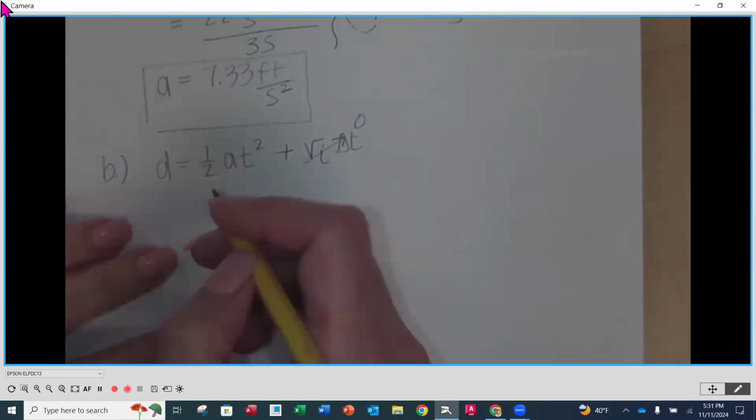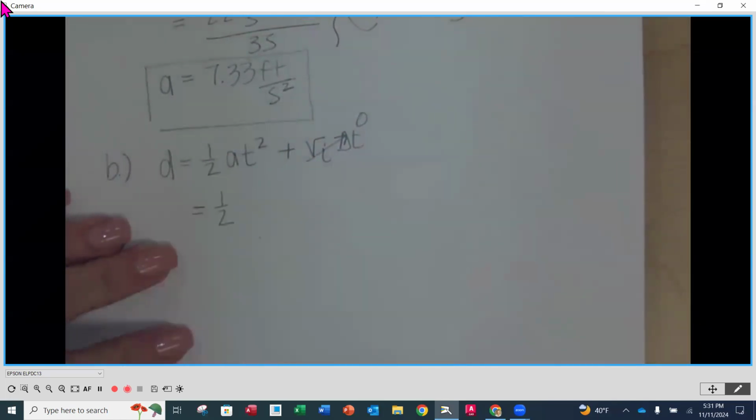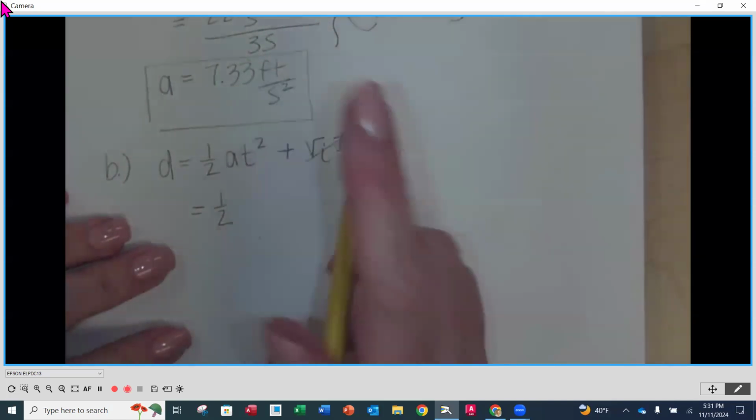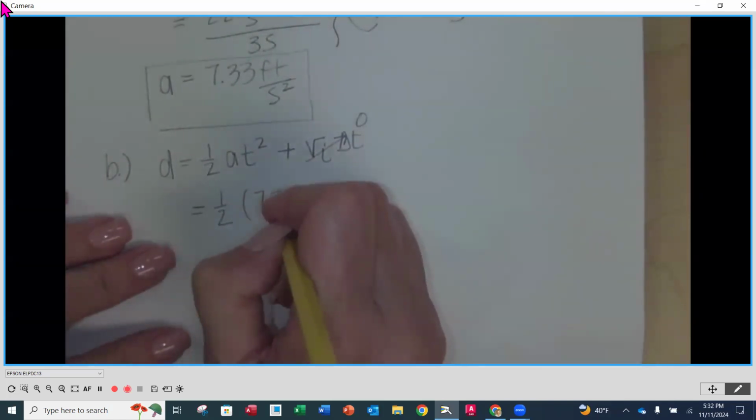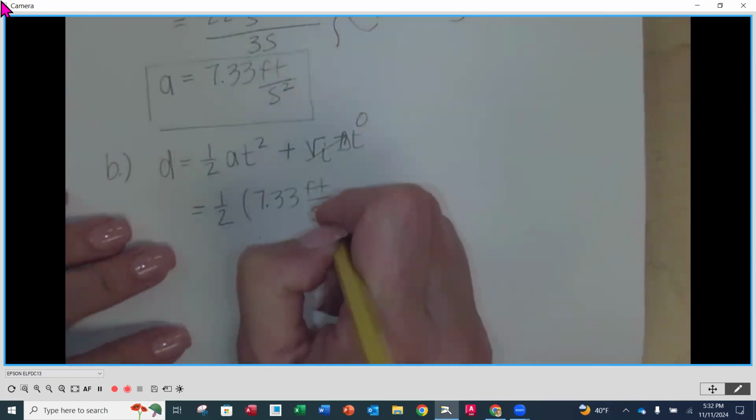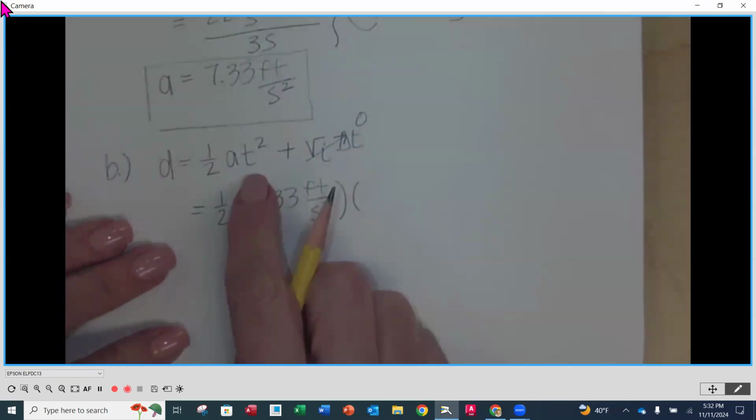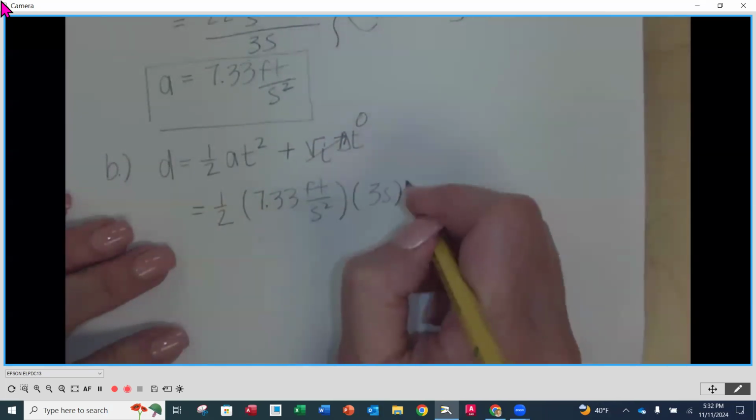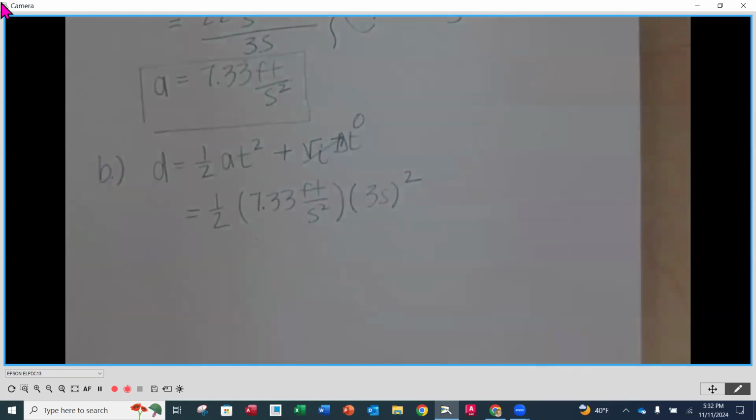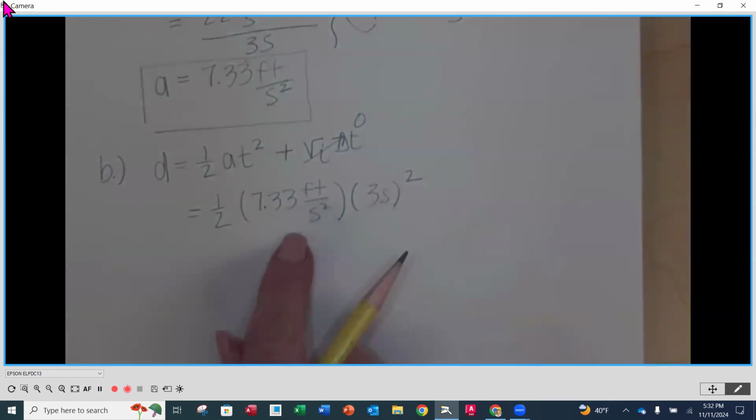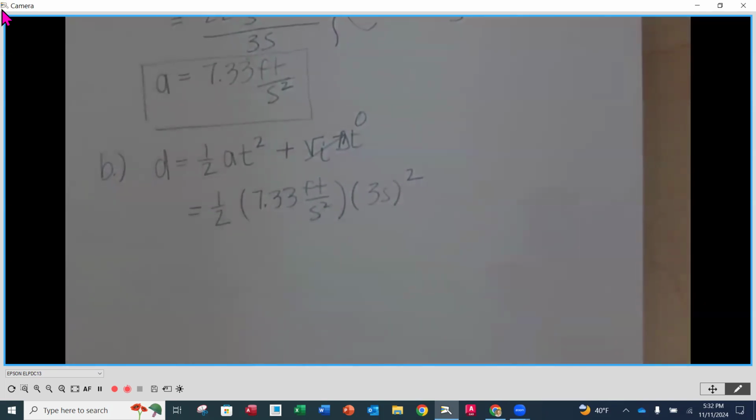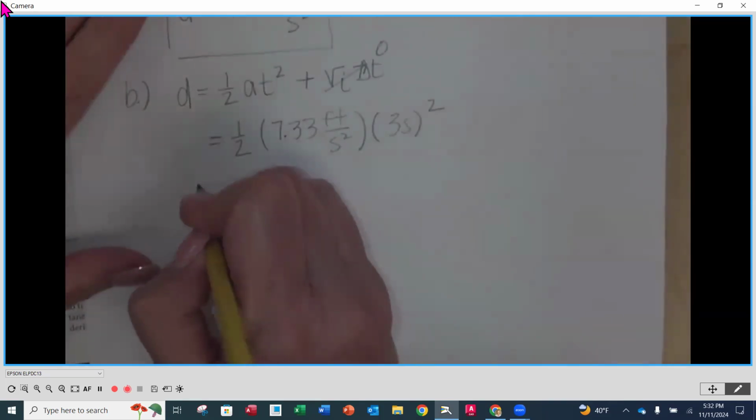So we're just going to plug in values for the 1/2 times the acceleration. The acceleration that we just calculated in the step above is going to be 7.33 feet per second squared. And then multiply by the time that it takes us, which is that 3 seconds, and we're going to square that value. Don't forget to square that. It's so easy to forget that square. So you're basically going to take 9 times 7.3 times 0.5. And what do you get for this? 32.9? That's what I get.